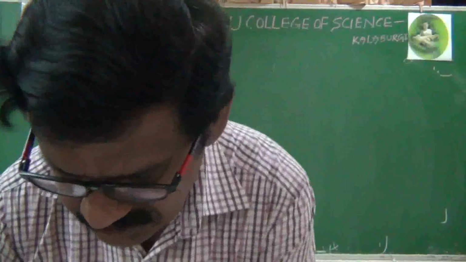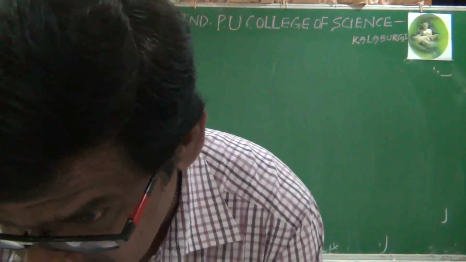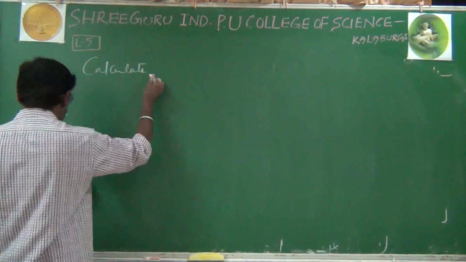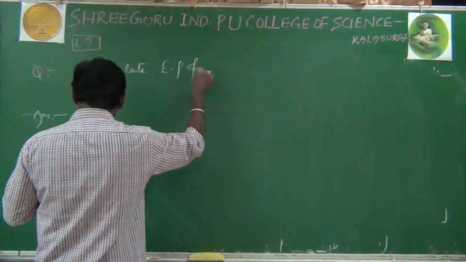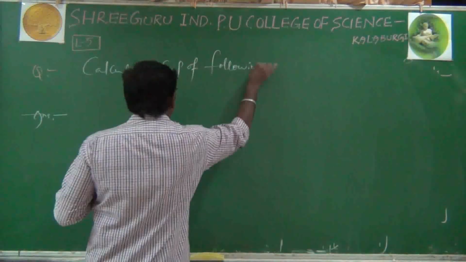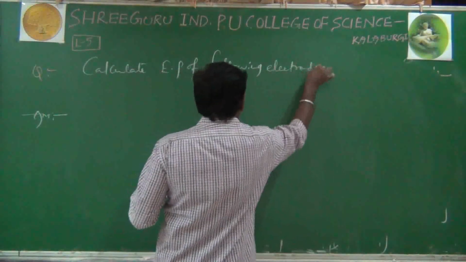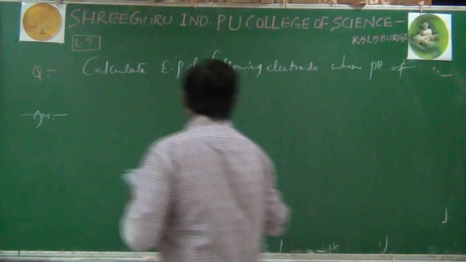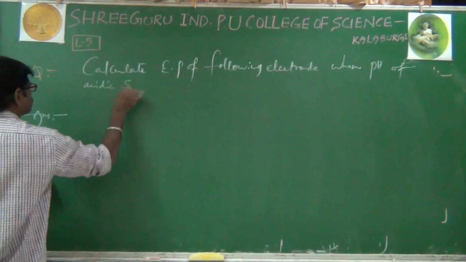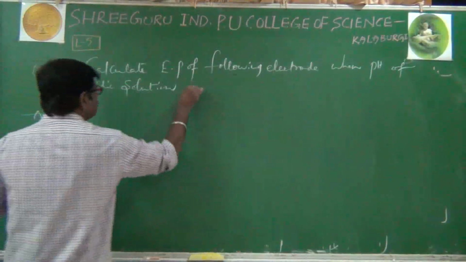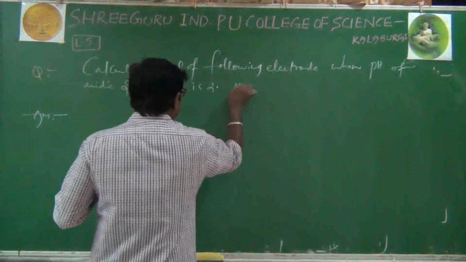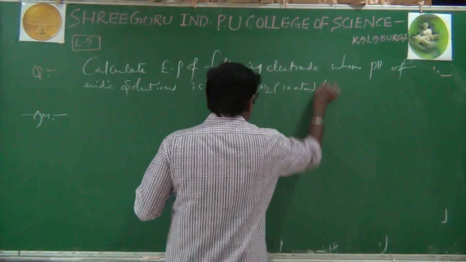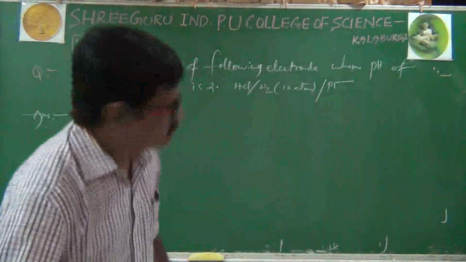The next question is like this. Calculate the electrode potential of the following electrode when the pH of the acidic solution is 2, and the electrode symbol given is HCl | H2 (10 atmospheres) | platinum. That's it. This is the question.